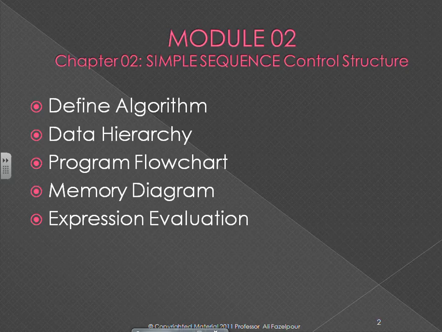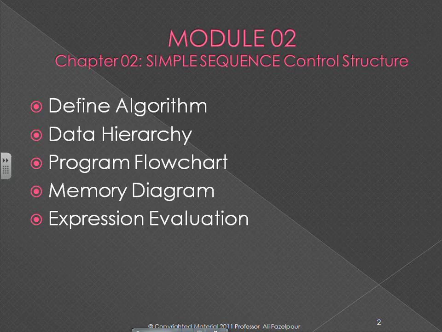A simple sequence control structure is a structure that allows us to implement a step-by-step procedure in a sequential manner. We're going to learn about the algorithm, the definition of an algorithm. We're going to learn about the data hierarchy and program flowchart, as we discussed in the previous module.